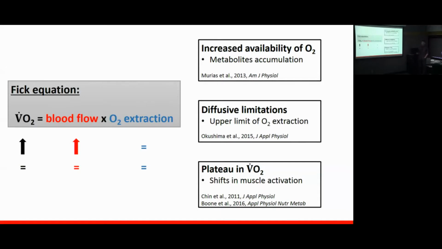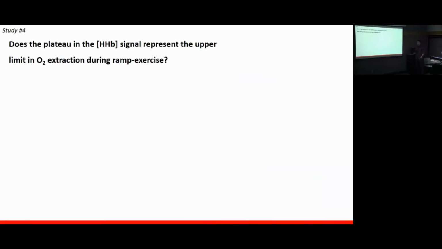So we said, okay, let's try to test one of these hypotheses. And the easiest one to test was, okay, let's see if there is a diffusive limitation, so if this plateau actually represents an upper limit in oxygen extraction. So what we did was answering this question: does the plateau in the HHB signal represent the upper limit in oxygen extraction during ramp exercise? And what we did was, again, a simple ramp incremental test.